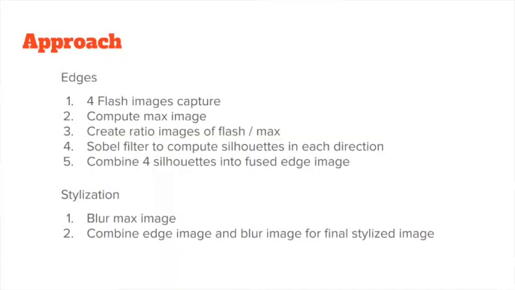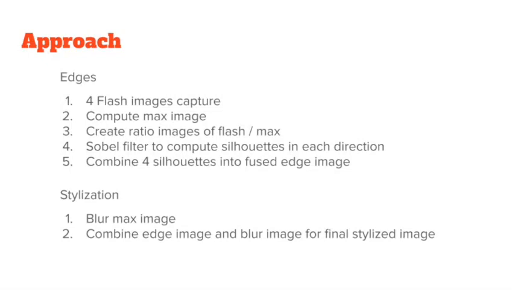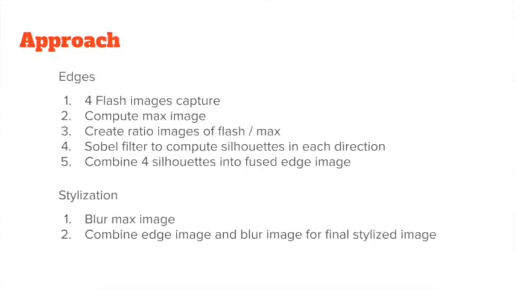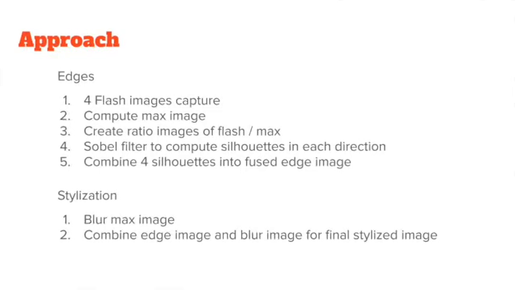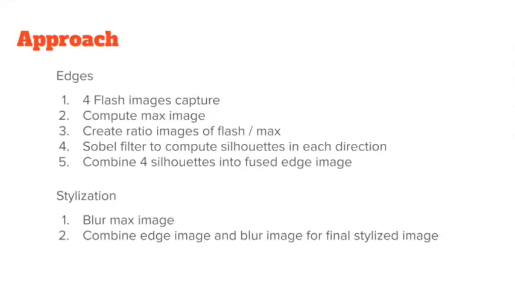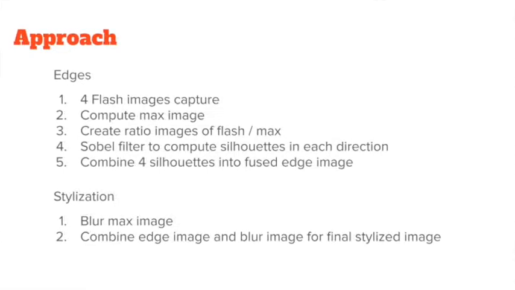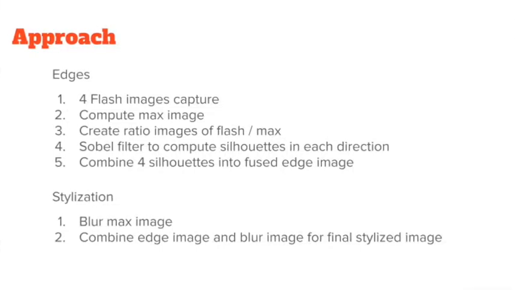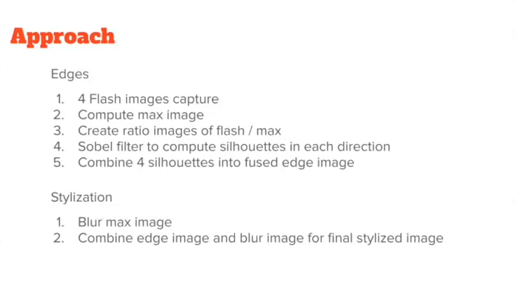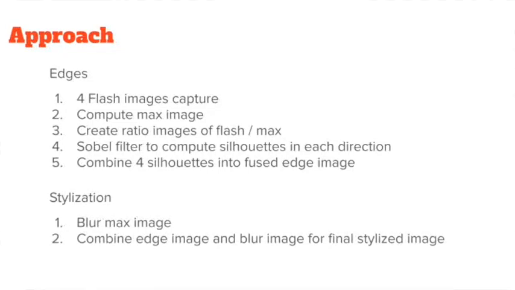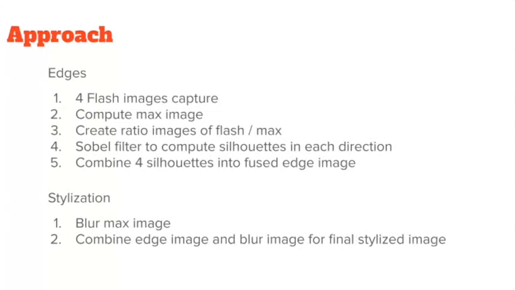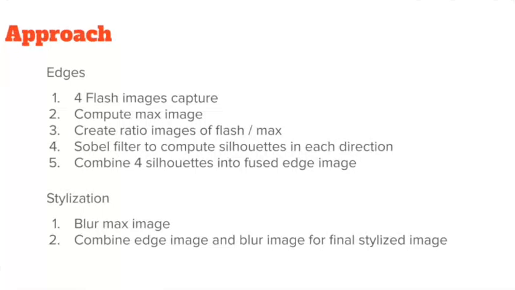So the approach that I took to create this stylized image was first I detected the edges and then created the final stylized image. To detect the edges, I first captured the 4 flash images so that each edge of the object was shadowed in at least one image and not shadowed in at least one image. Then, using these 4 flash images, I computed the max image, which is an image without any of the shadows. Then I created ratio images, comparing the flash images to the max images.